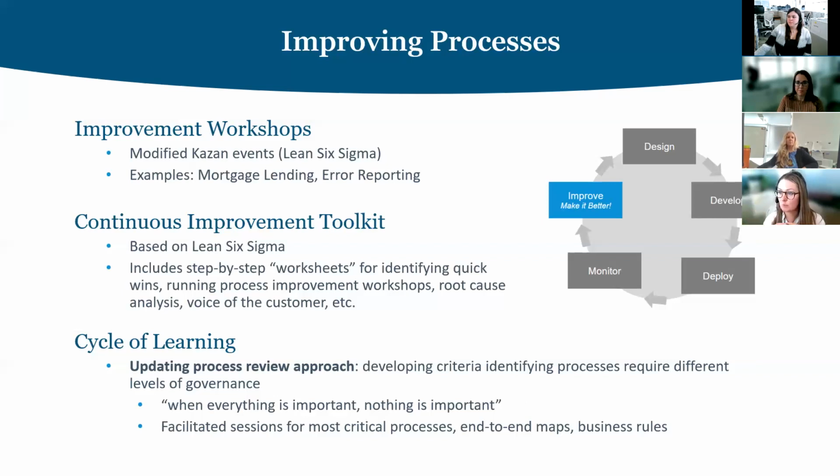For those that are more critical to our business, we want to make sure that every year we have facilitated workshops to make sure that not only are they correct, but where can we eliminate process waste, where can we improve handoffs, that kind of thing. When everything is important, nothing is important. So when you have 600 process maps that are all considered the same level of importance, it's difficult to make sure that the things that really matter are getting improved.